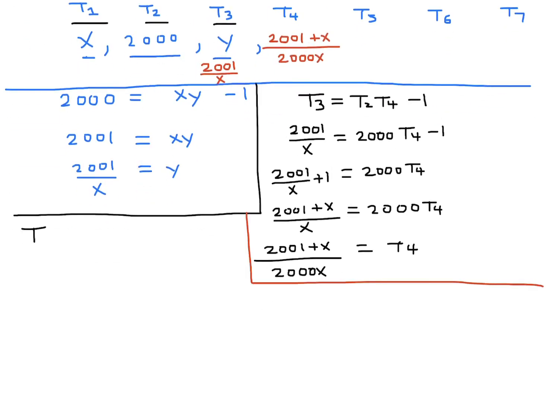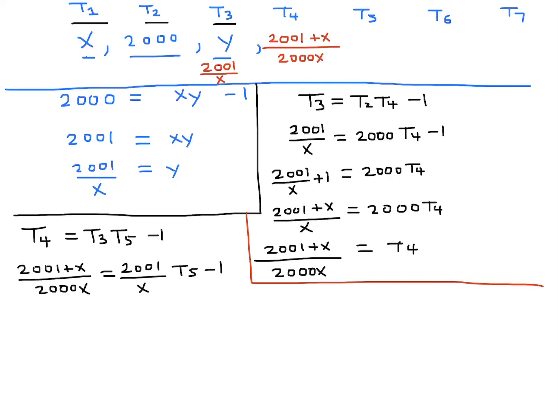So the next one we are going to figure out is T5. So we're going to have to go T4 is equal to T3 times T5 minus 1. T4 is 2001 plus x over 2000x is equal to T3, which is 2001 over x, T5 minus 1. So you're going to have 2001 plus x. If you add the 1 to that side and get a common denominator, it'll be 2000x all over 2000x, like that.